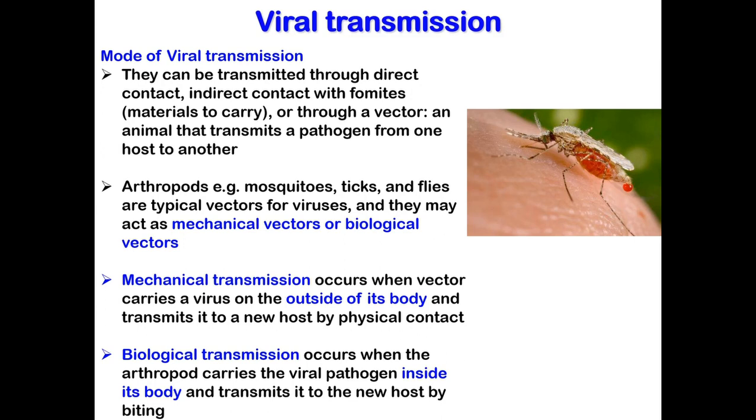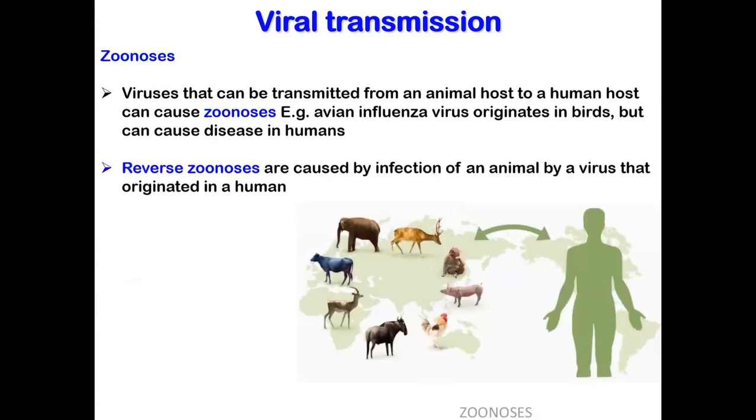Mechanical transmission occurs when a vector carries a virus on the outside of its body and then transmits it to a new host by physical contact. Whereas biological transmission occurs when the arthropod carries the viral pathogen inside its body and transmits it to the new host by biting. Zoonoses are viruses that can be transmitted from an animal host to a human host. For example, avian flu originates in birds but can cause disease in humans. Then you have the opposite, reverse zoonoses, caused by infection of an animal by a virus that originated in a human. Examples of these are methicillin-resistant Staphylococcus aureus, known as MRSA, and influenza A virus.